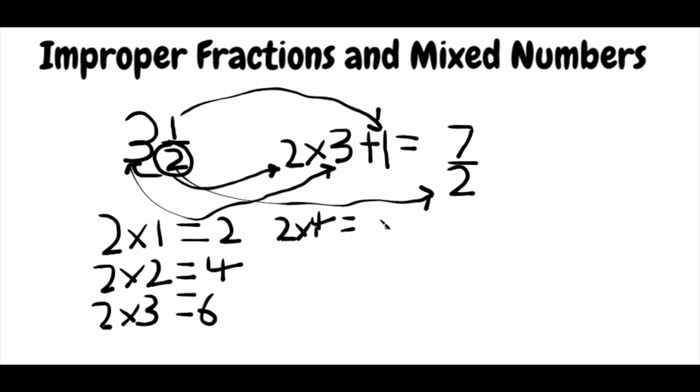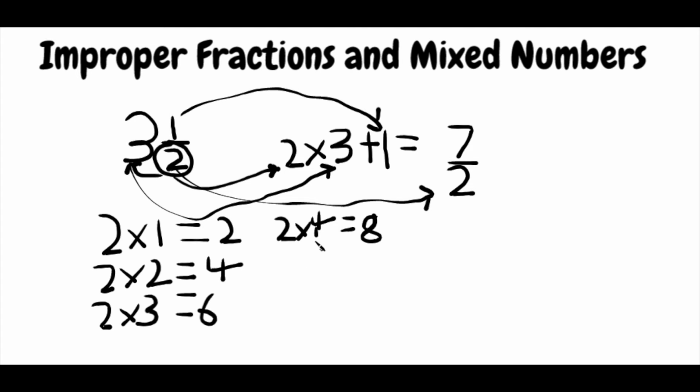If you can read my writing. If I could read my own writing, we'll get 8. Okay, and so we want to basically think, what can we multiply 2 by that gives us a number close to 7 that's still less than 7?